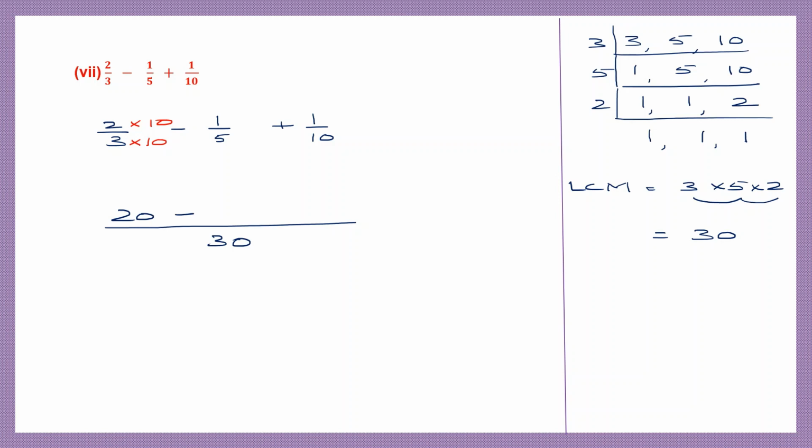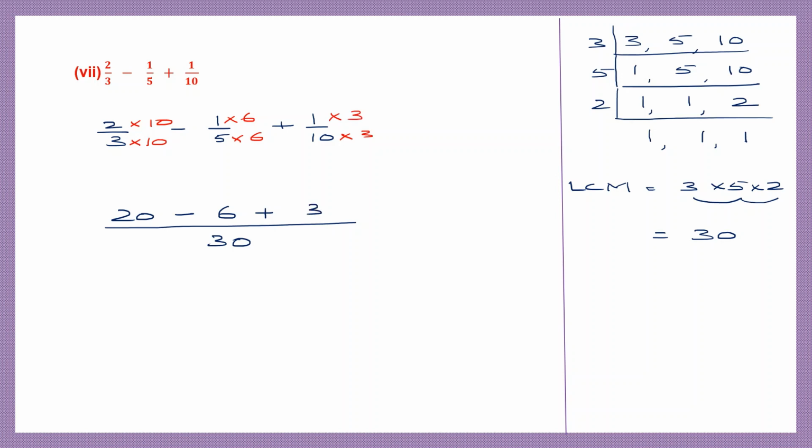Minus, go to the next fraction. 5 into what is 30? 5 into 6. So multiply this also by 6. 1 6s are 6. Let's go to the third one. 10 into what is 30? Into 3. So multiply this also by 3. 1 into 3 is 3.